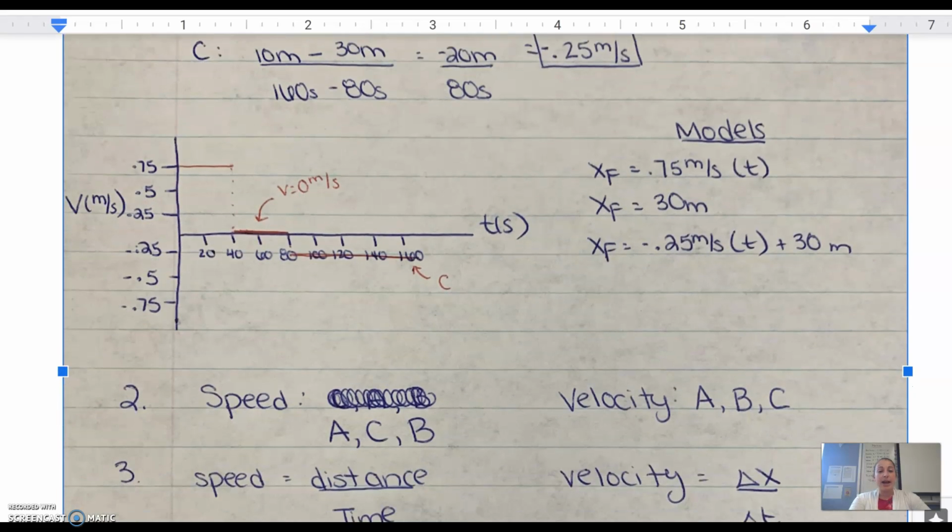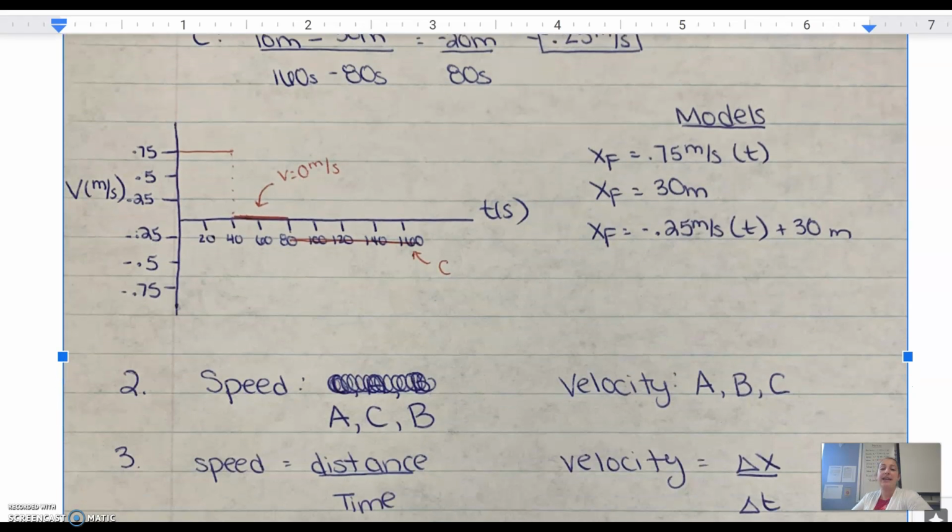The next thing that you were asked was to rank the speed and velocity. And really the only difference with this is that speed is a scalar and velocity is a vector, meaning that velocity cares about the direction, so whether it's positive or negative, and speed does not. So speed is just going to look at big number to small number, so it's going to be ACB, but velocity cares about the negative, so it's going to be ABC.